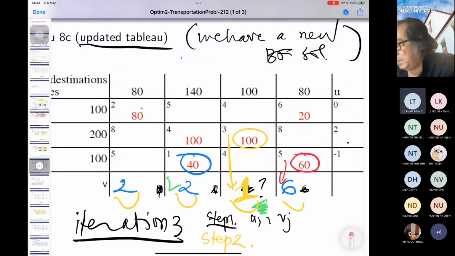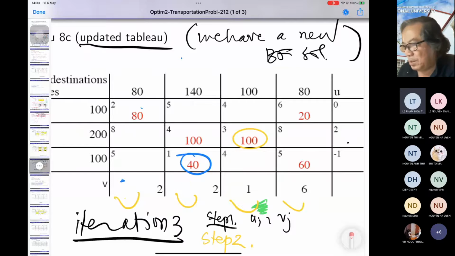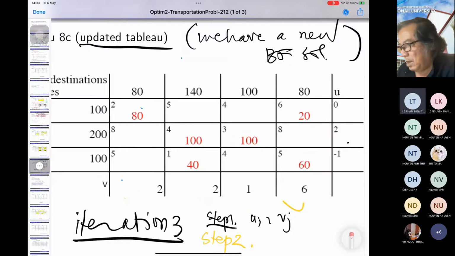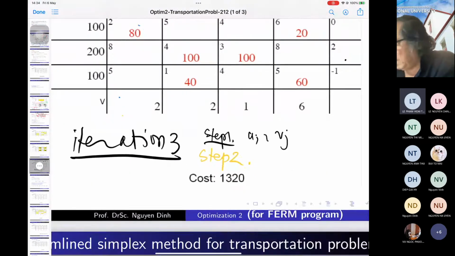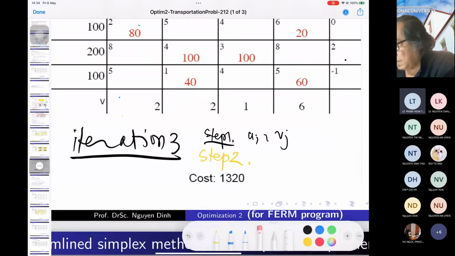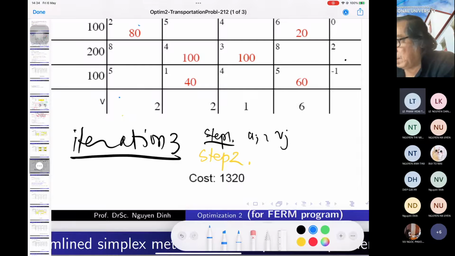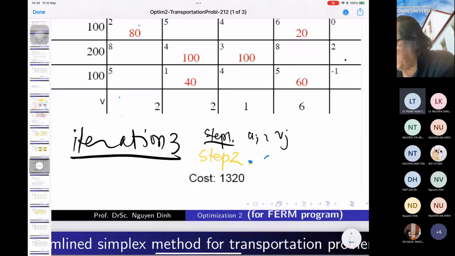We have the Ui and Vj there already. That's okay. And now we come to step 2. What should we do in step 2? In step 2 we should find, first of all, C bar ij, for ij which does not belong to Gx.